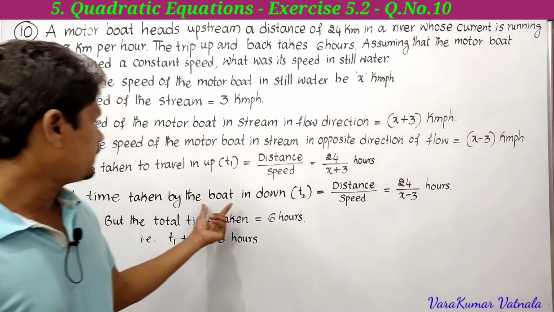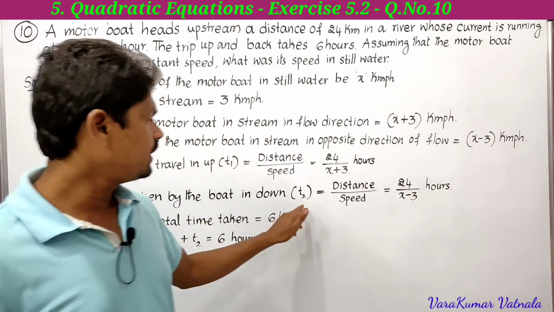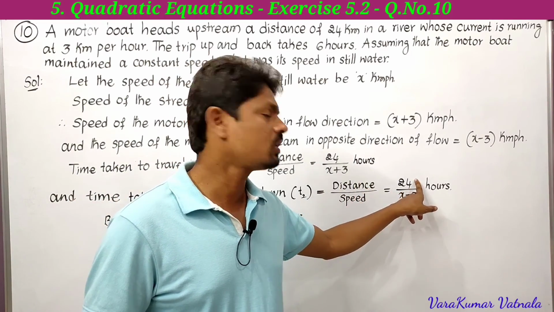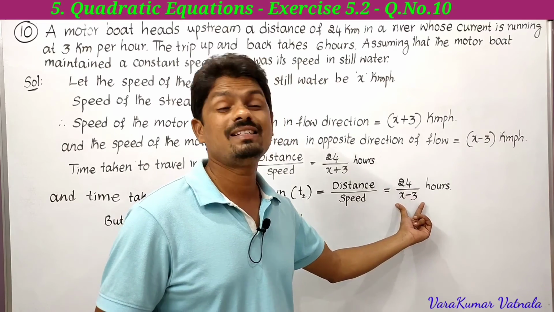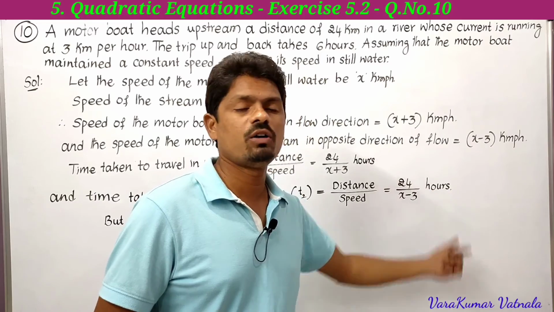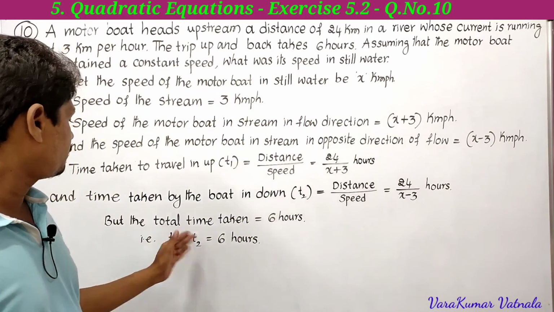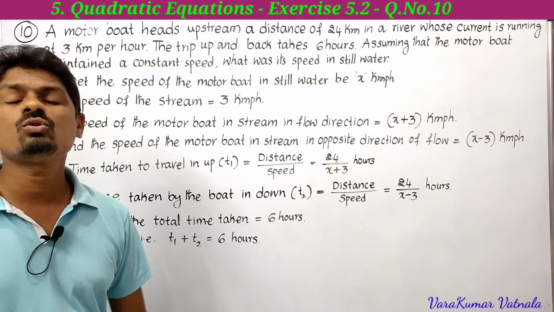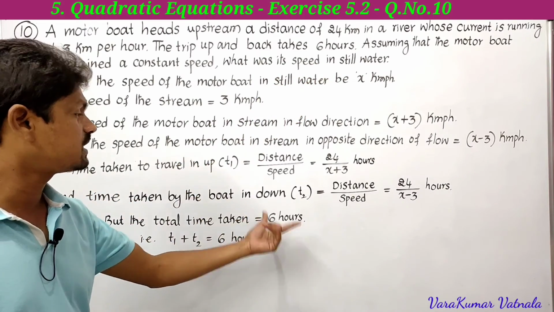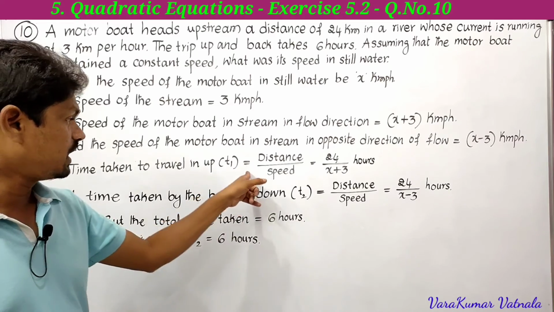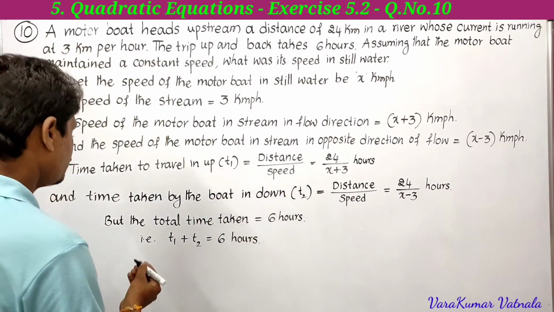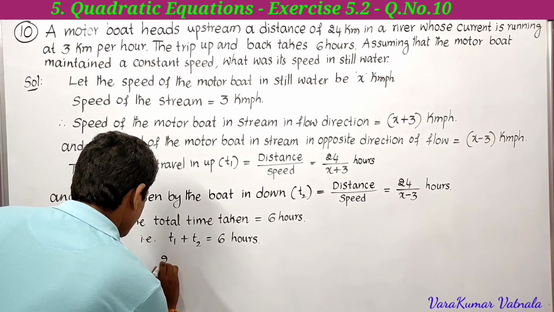And time taken by the boat in down, let it be T2. Again it is distance by speed. Distance is the same 24 kilometers, but the speed is x minus 3 km/h. So time in hours. The total time taken is equal to 6 hours. To travel up and down, the total time is 6 hours, it has given. That is T1 plus T2 equal to 6 hours. But we have T1 is equal to 24 by x plus 3.